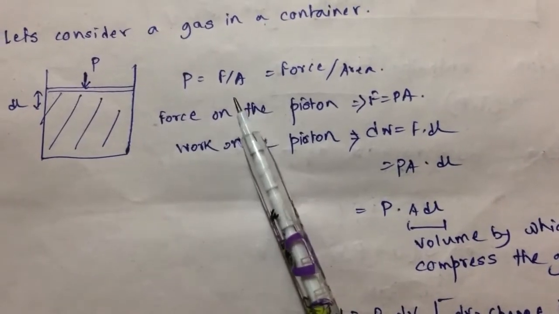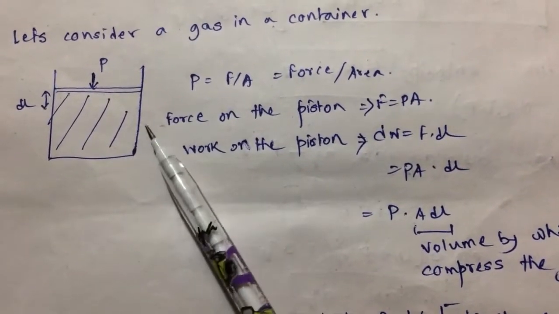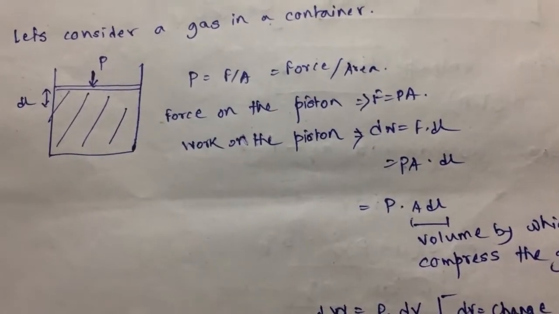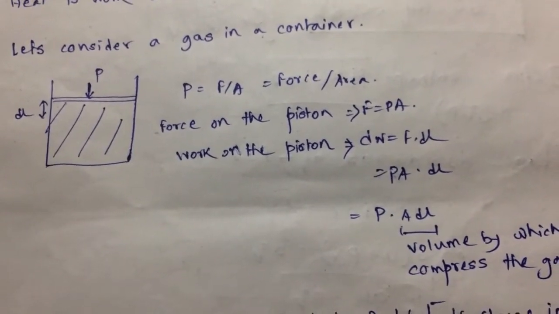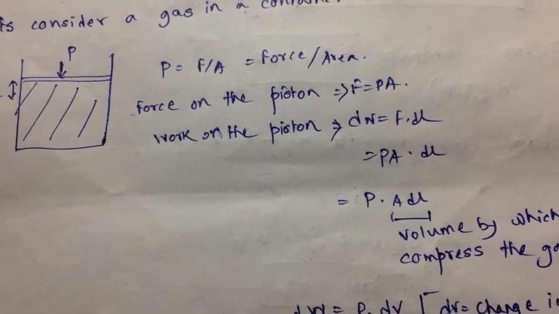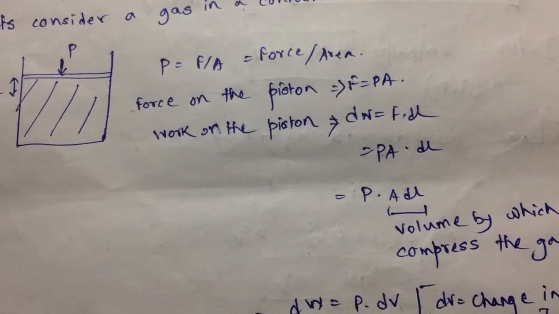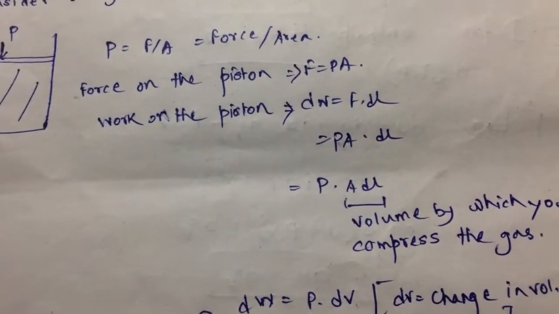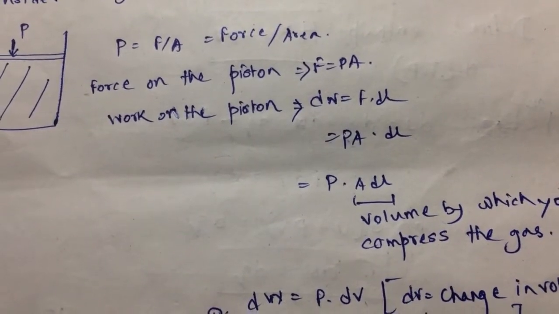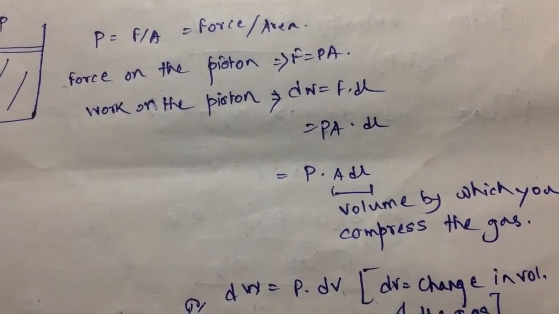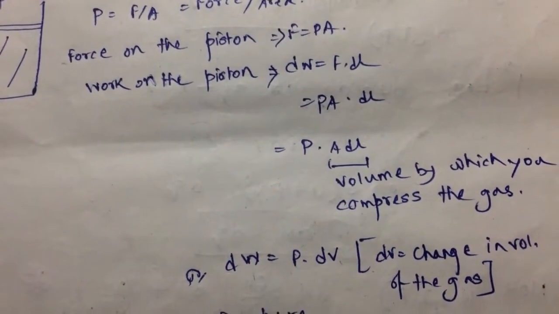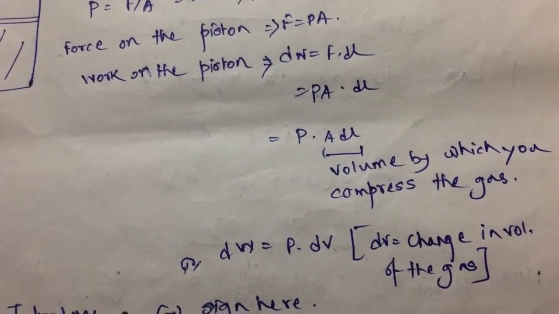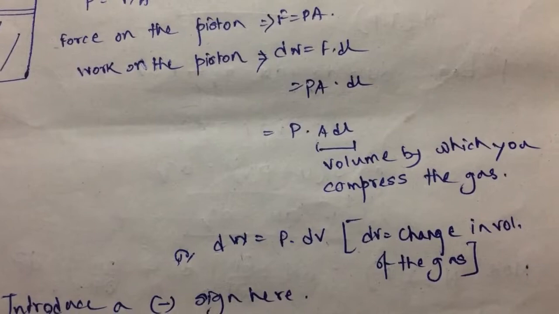If we want to calculate the work done by you on this gas, we have this equation. We know pressure P equals force divided by area. So the force on the piston is equal to pressure times area. Now work done on the system, by definition, is dW equals F dot dl. Now F is pressure times area, dot dl. Now what is A dot dl? A dot dl is the area of the piston times dl, the displacement of the piston.